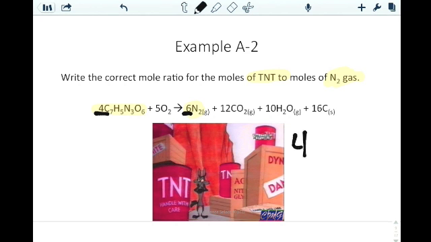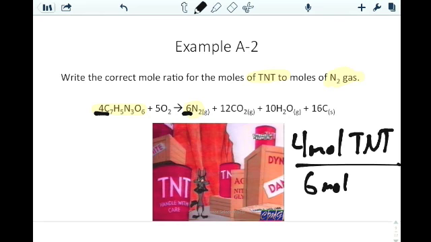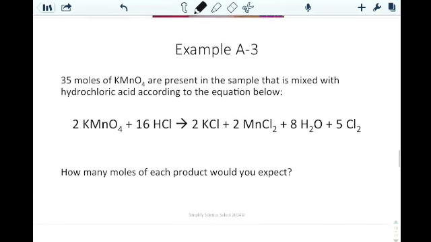So 4 moles of TNT equals 6 moles of N2. Alright, next example, we see that we have example A3.